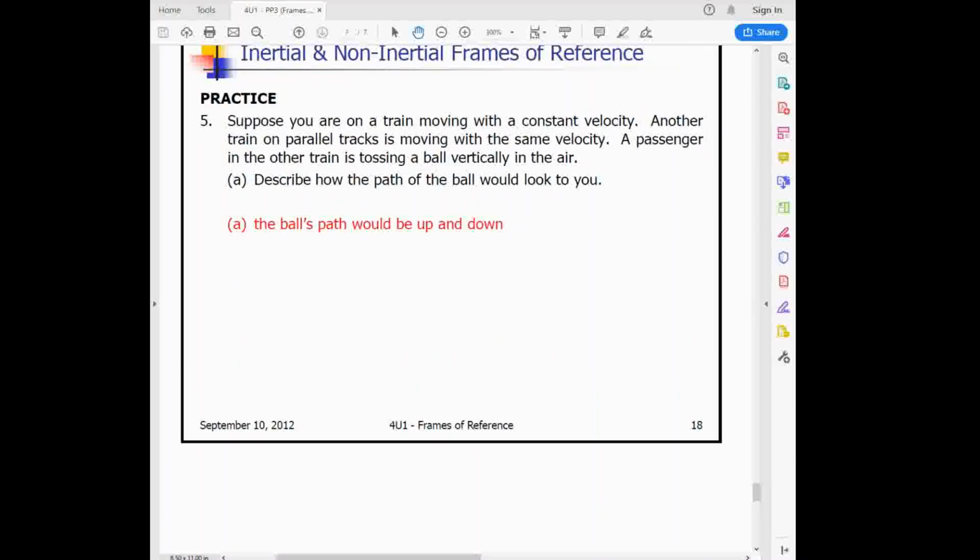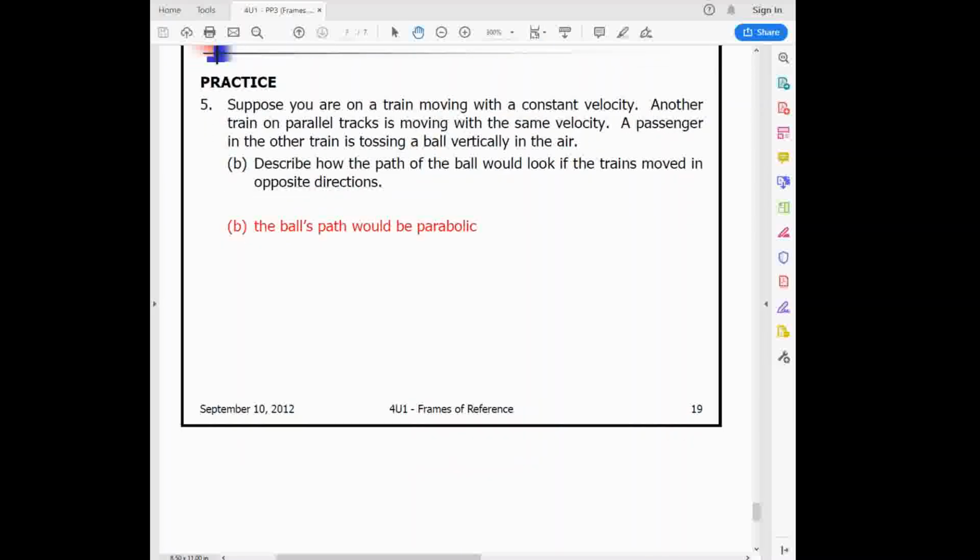So let's look back at a situation where you're on a train and another train on a parallel track is moving at the same velocity. If you see a passenger in the other train throwing a ball vertically up in the air, you would see the ball going up and down directly. If the trains are both traveling at the same velocity and they're parallel to each other, and you're looking directly at this person, they would throw that ball up and it would fall directly back down.